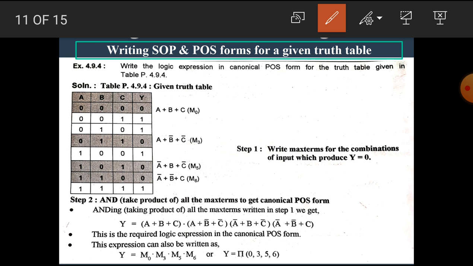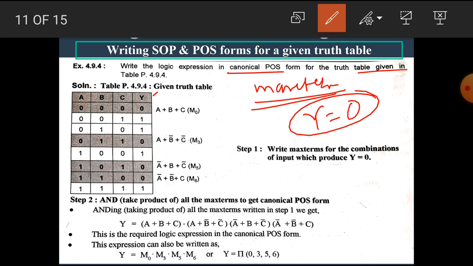Here, write the logic expression in canonical POS, that means we have to write maxterms for the given truth table. That means we have here the truth table with A, B, C and output Y. Here we have to write maxterms, hence we consider Y equal to 0 only. Y equal to 0, that means we have to write the maxterm for this condition, this condition, and this condition.